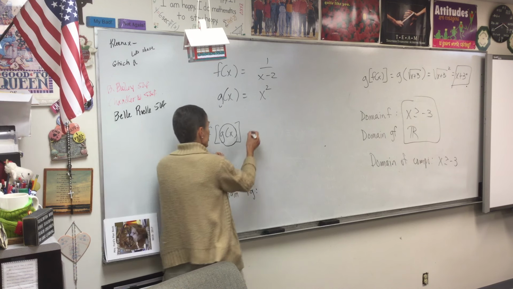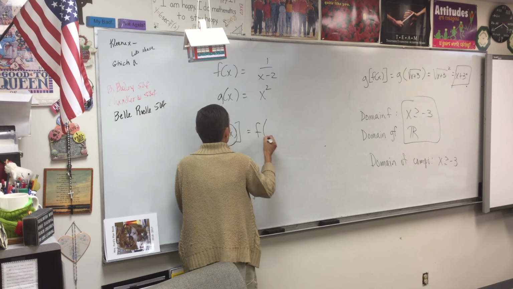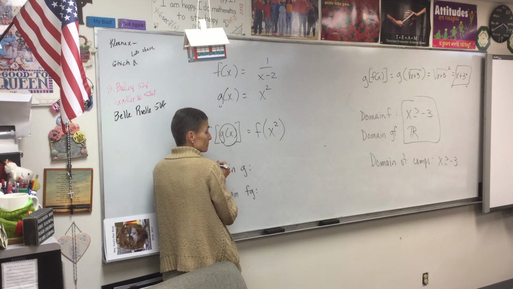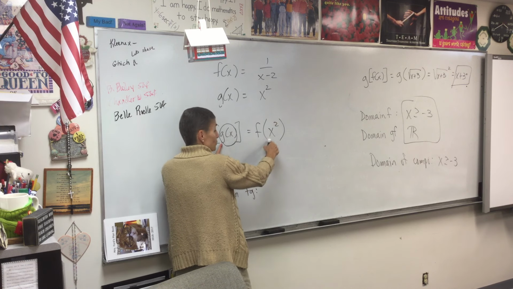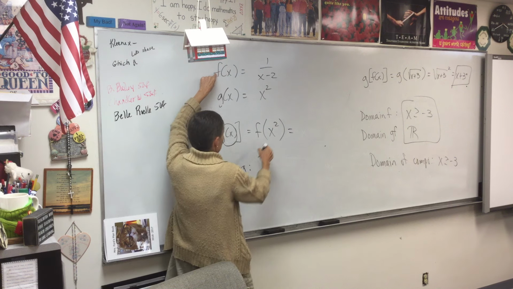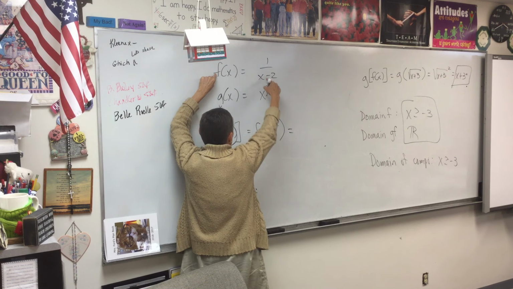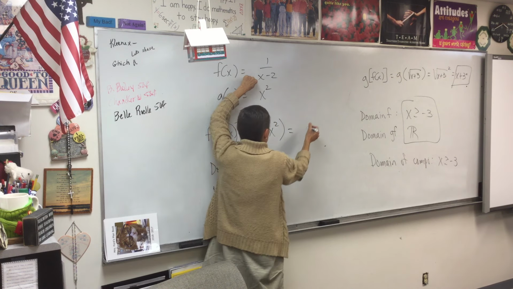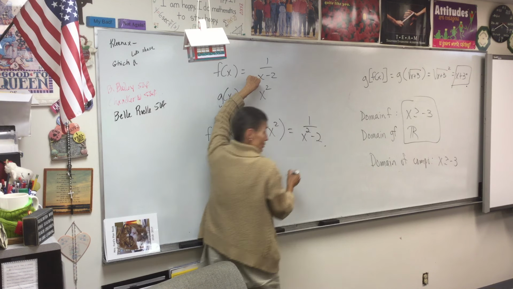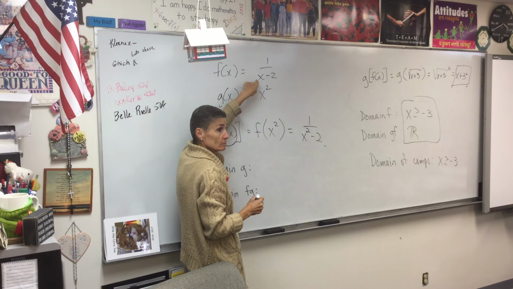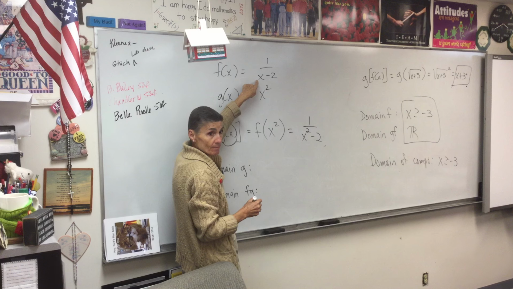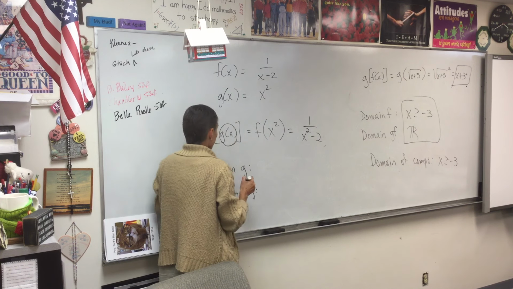So that means f of g of x, and g of x is x squared. And what would f of x squared be? Now put x squared into your f function. What do you end up with? 1 over x squared minus 2. Agree with that? Okay, now let's talk about domain.